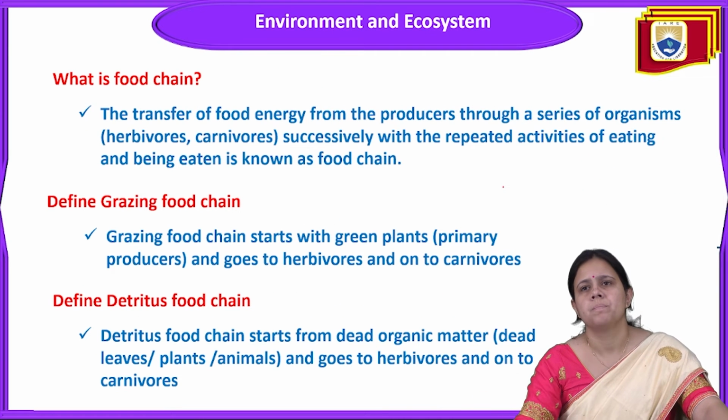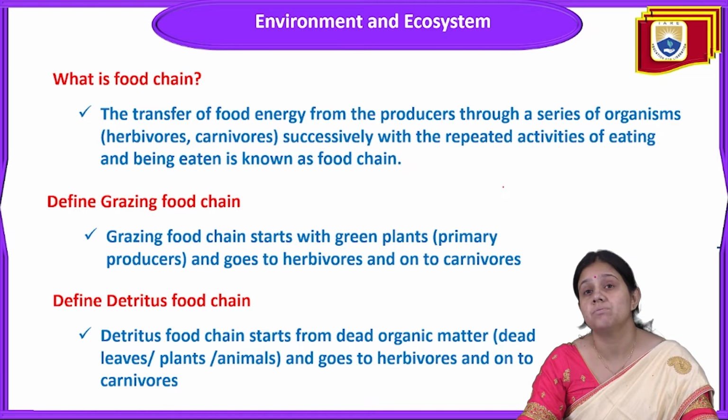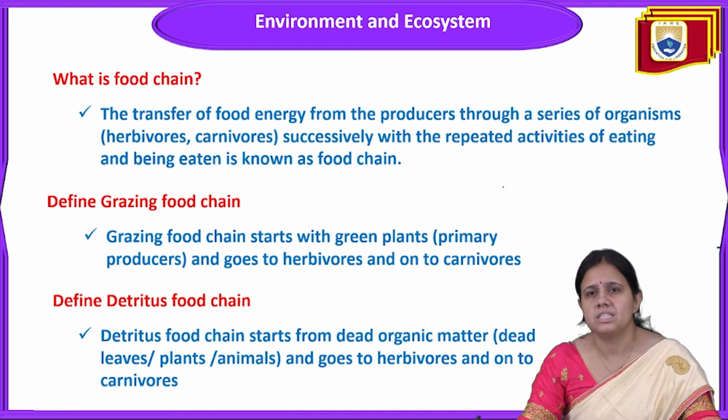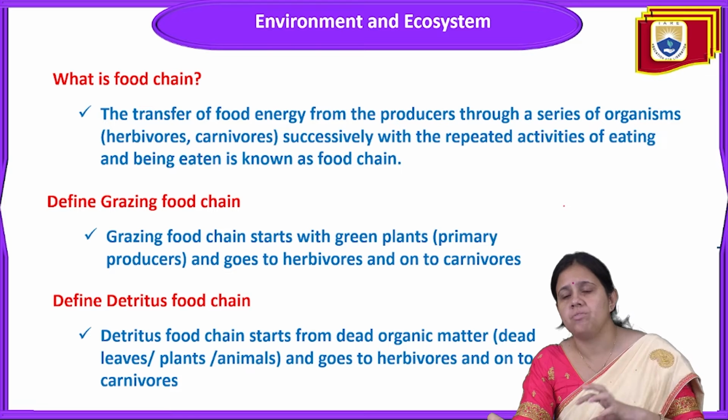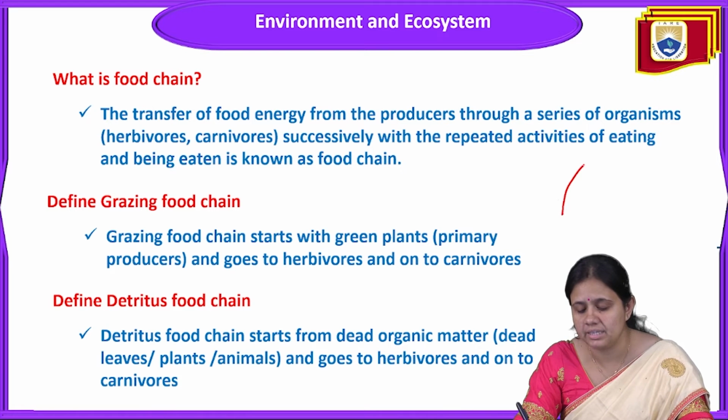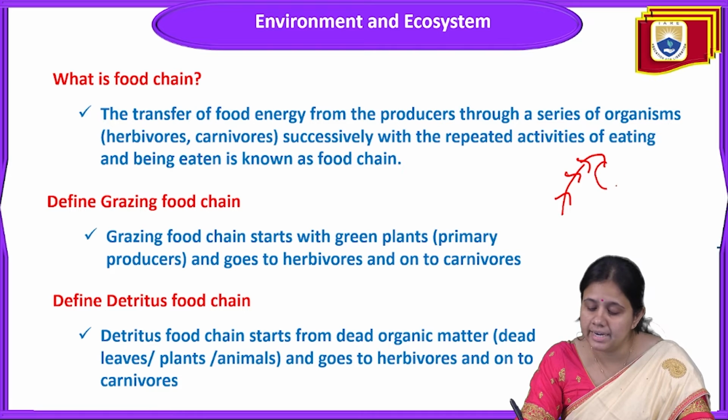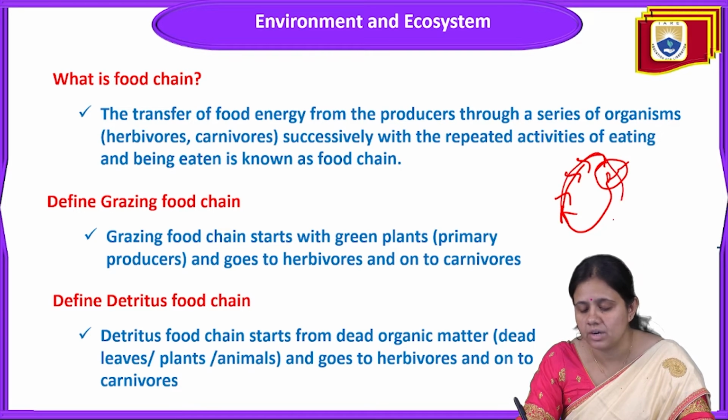Now next, in this definition and terminology, we are going to talk about food chains. What is a food chain? A food chain is the transfer of food energy from the producer through a series of organisms like herbivores and carnivores, successively, with the repeated activities of eating and being eaten. Means a food chain is a series of organisms, each being eaten by the next, which lastly ends at the decomposer level, and then comes back to the producer level. This is called a food chain.